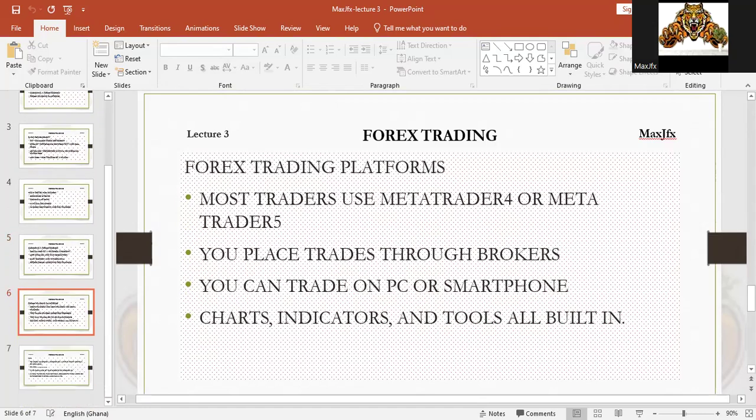So the forex trading platforms. Many or most forex traders use MetaTrader 4 or MetaTrader 5. These are the widely used trading platforms.